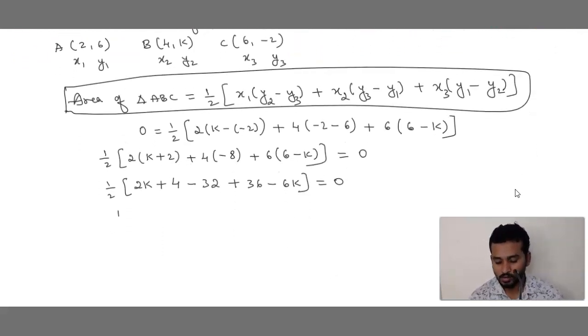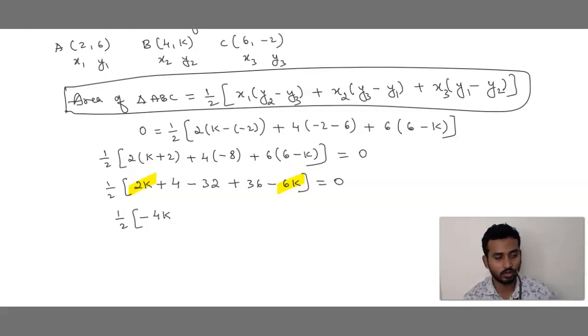Then again half into, k terms we add separately, numbers we add separately. What are the k terms? 2k and 6k. Here also we have k terms. Correct? Can we subtract 2 from 6? Yes, 6 minus 2, 4k. Now numbers. First you add positive numbers, then you can add negative numbers.